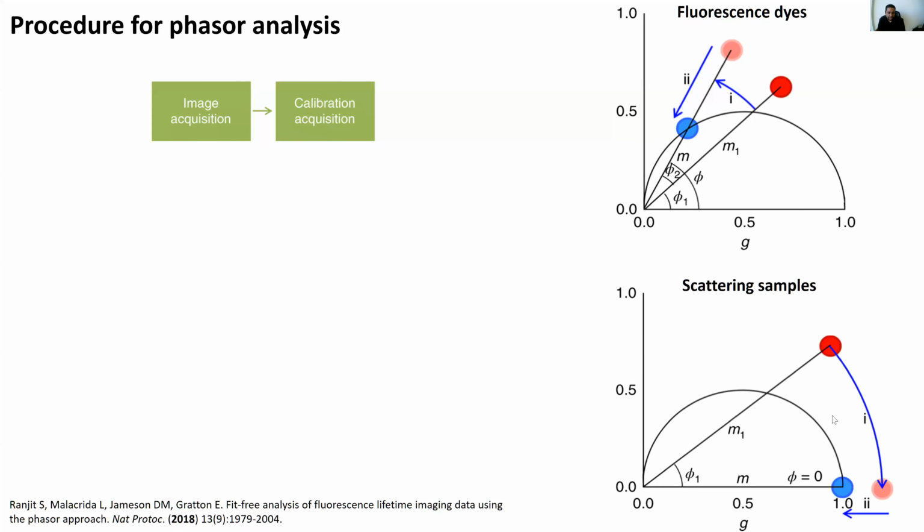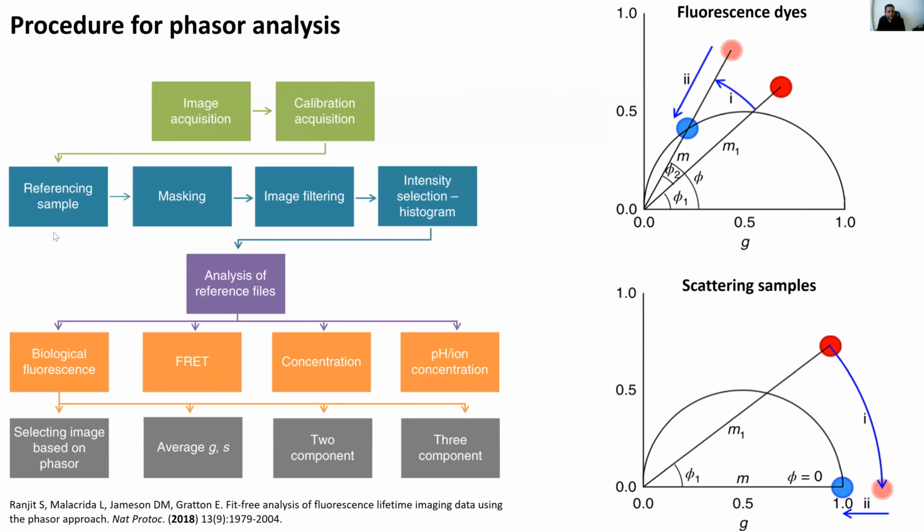You can also use a scattering sample, which has a lifetime of 0, so it will go the reverse way. And once you have calibrated, you can reference all the samples. Then you can do masking, image filtering, and intensity selection by looking at different areas, different intensity areas, and different types of systems we have seen. We have looked at biological fluorescence, which I'm going to go into in a bit more detail soon, FRET, concentration, pH, and you can do different types of analysis.